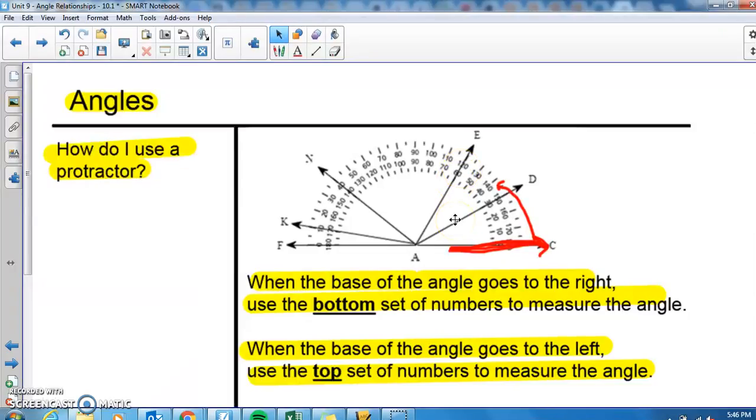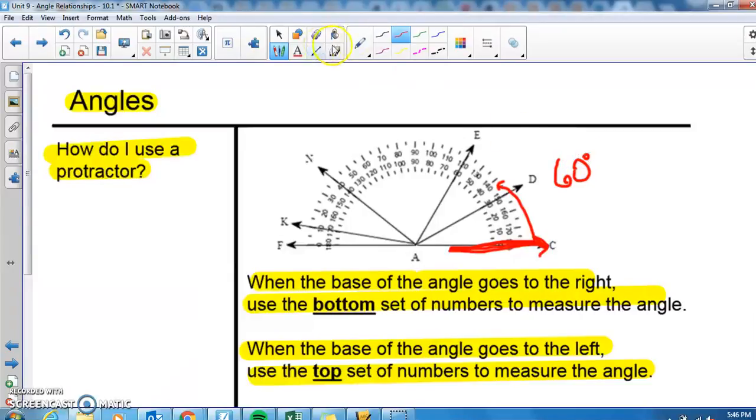Now, most of you know what a right angle looks like. You know what an acute angle looks like. You know what an obtuse angle looks like. This angle right here is a fairly small angle. Most of you know a right angle is 90 degrees. So if the base of the angle goes to the right, we're going to use the bottom set of numbers. So this bottom set would measure up to 60. So this angle from E to A to C would be considered a 60-degree angle.